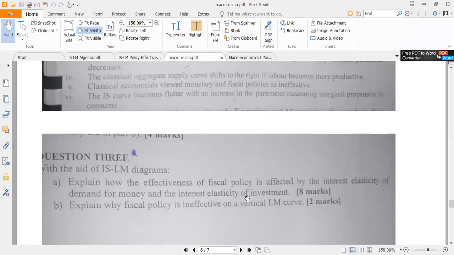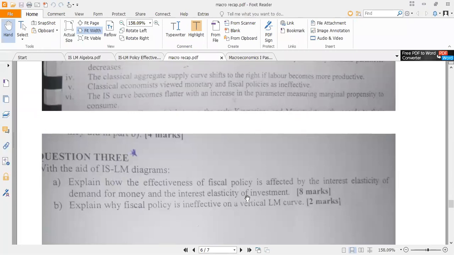Okay, but about the interest elasticity of demand for money, if money demand is very, very interest sensitive, okay, you see that when you increase your government spending, it causes an increase in interest rates. Okay, but how does it do that? If you increase government spending, there will be an increase in the demand for money. It means that we'll have excess supply of bonds, right? So the price of bonds will fall and the interest rate will go up.